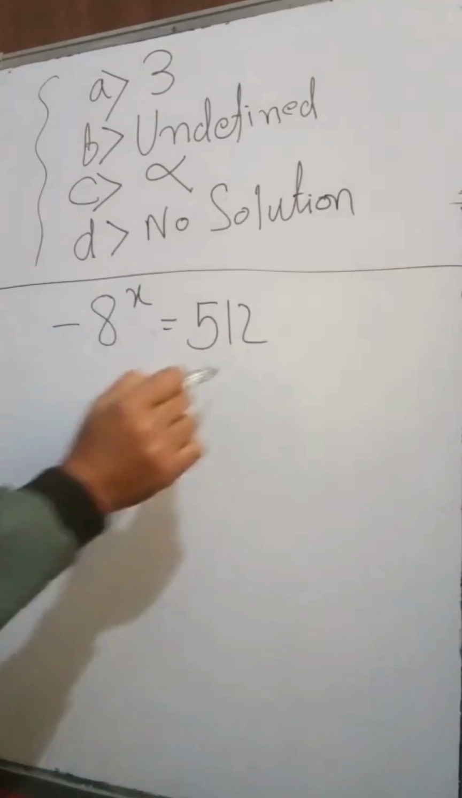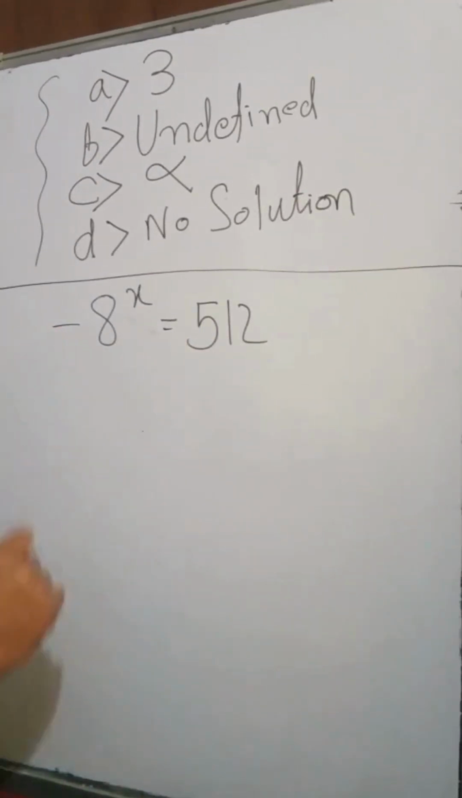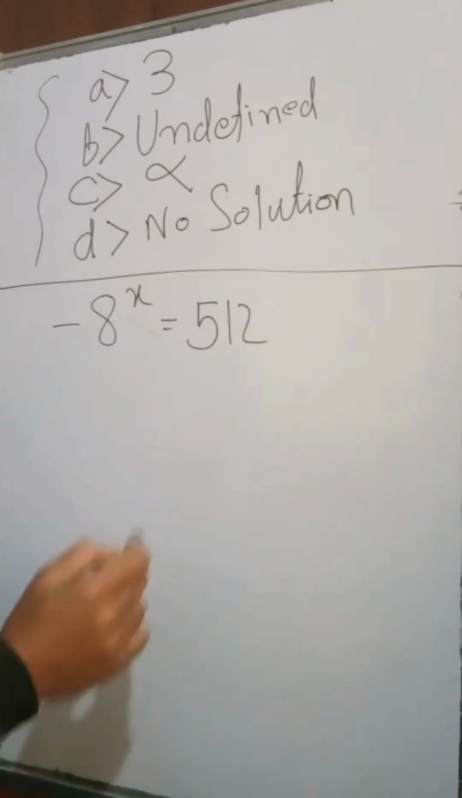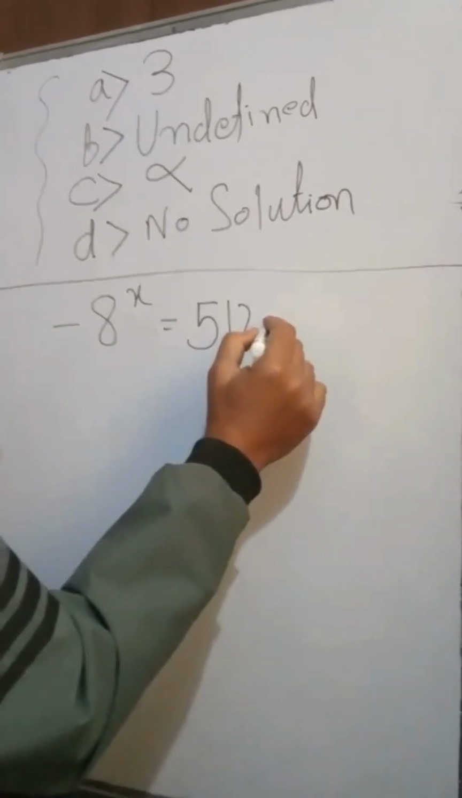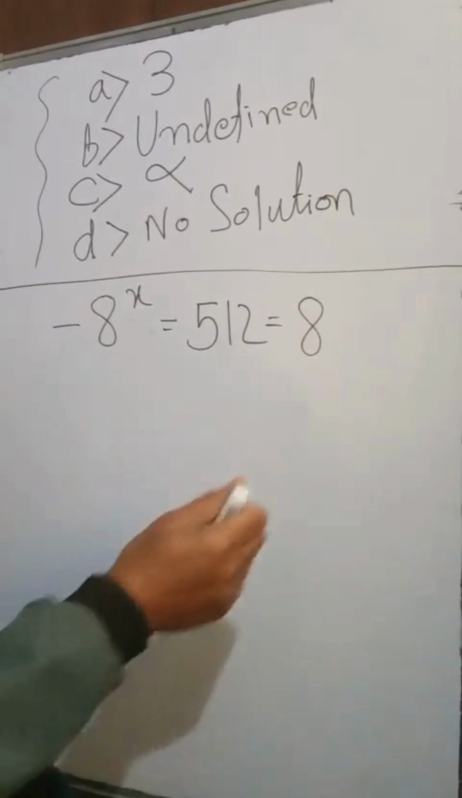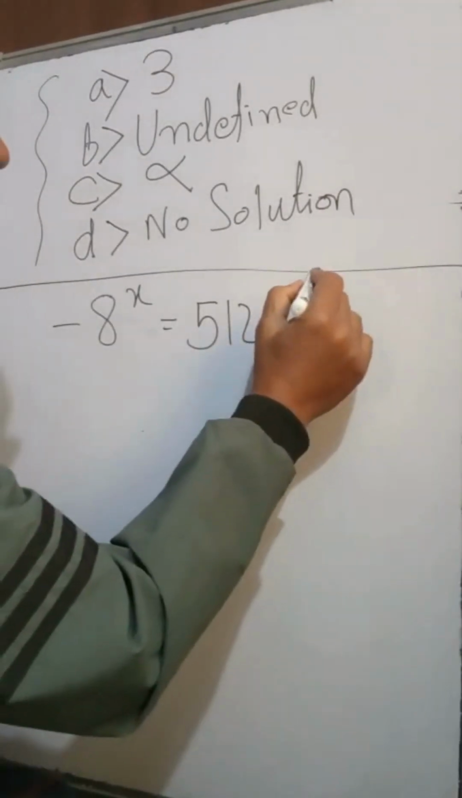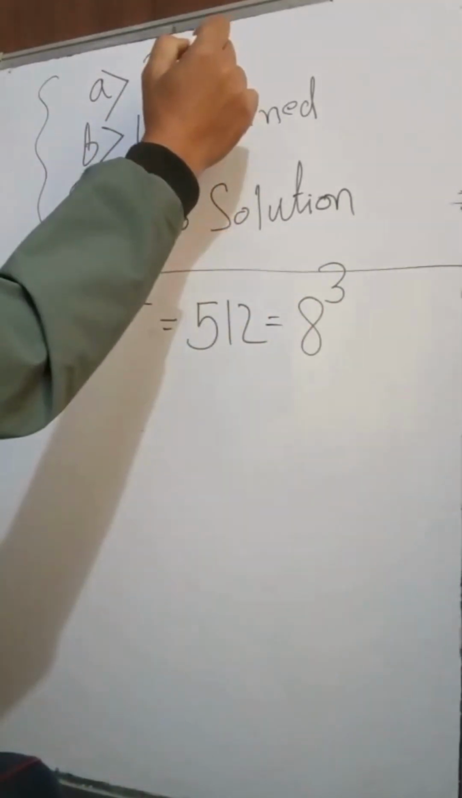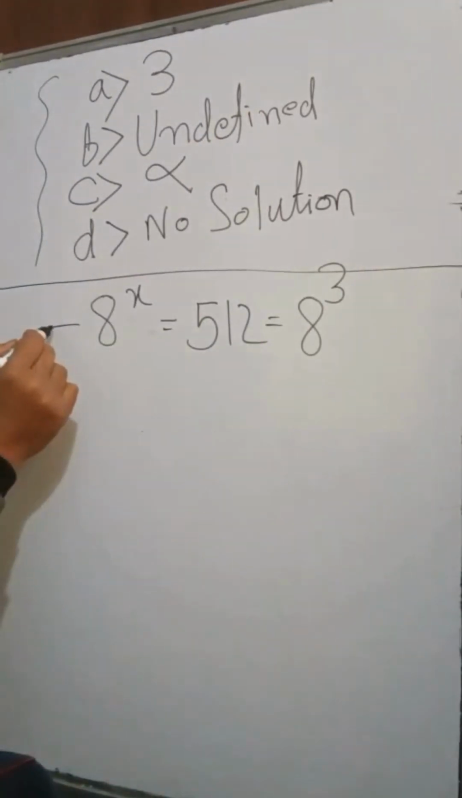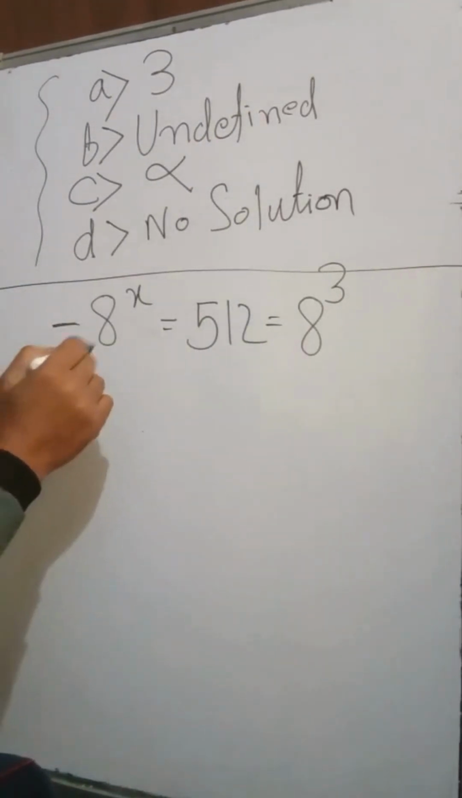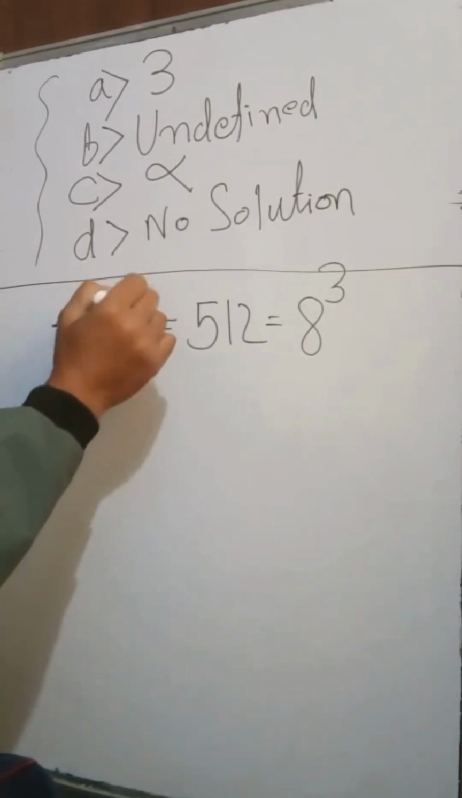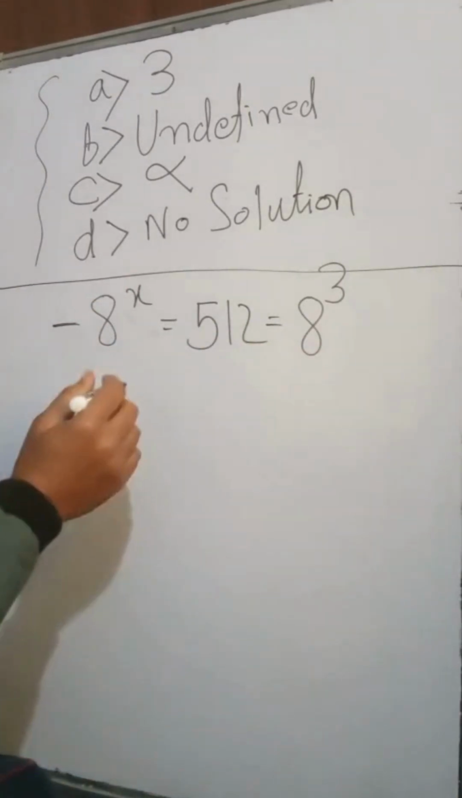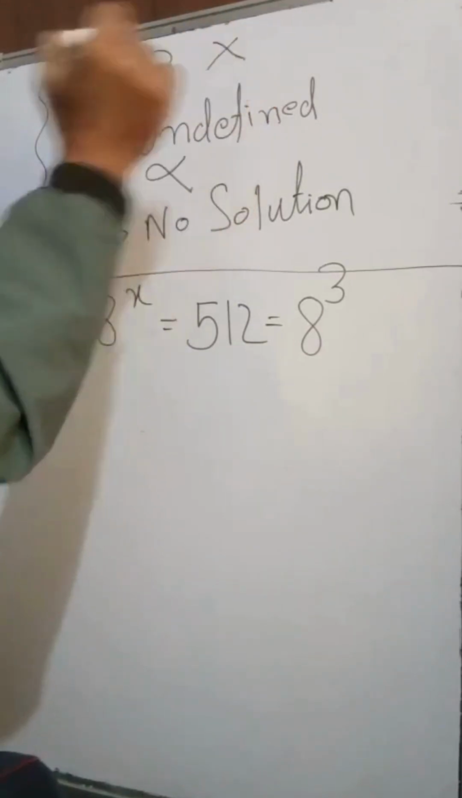Now let us look here. Here (-8)^x = 512. By seeing 512, some of you may think, can we create a power of 8? 8^3 = 512. So some of you may think the value of x should be 3, which is option A. But here you need to notice, here is a minus. So (-8)^x means if the value of x is 3, then (-8)^3 cannot be equal to 8^3. So obviously option A is not correct.